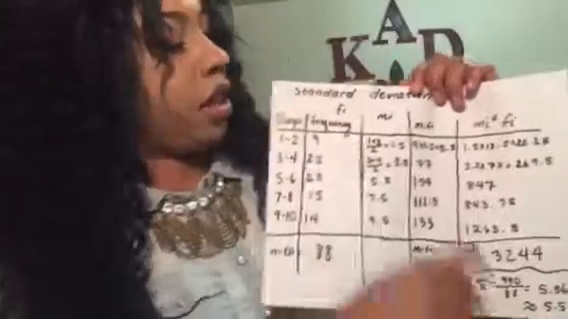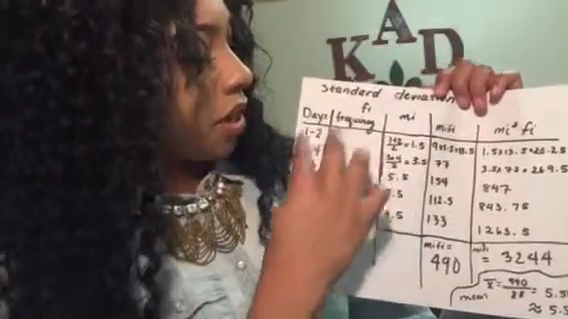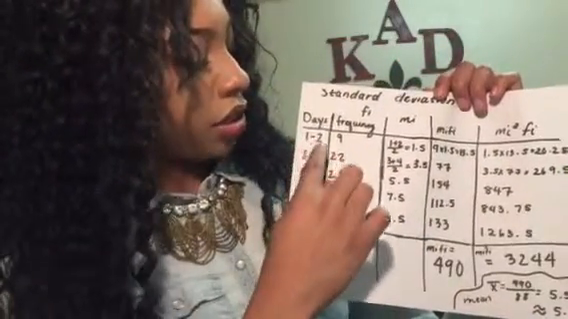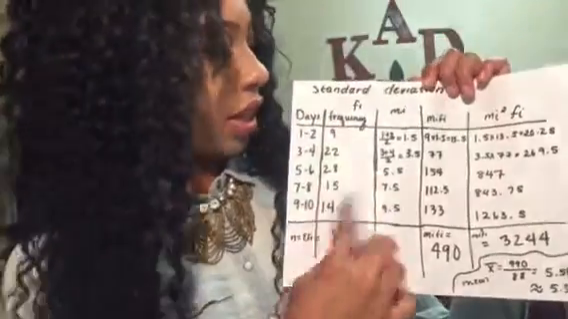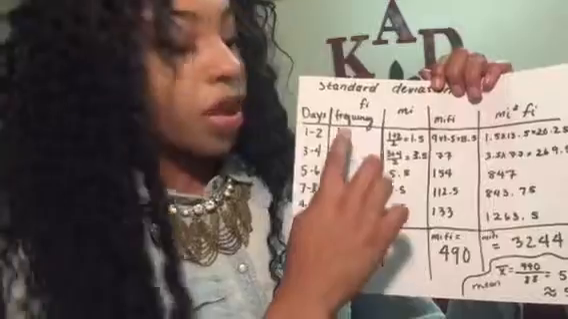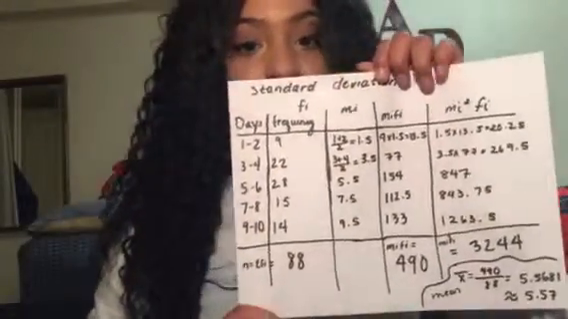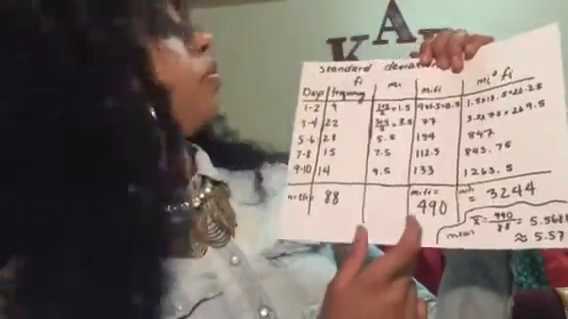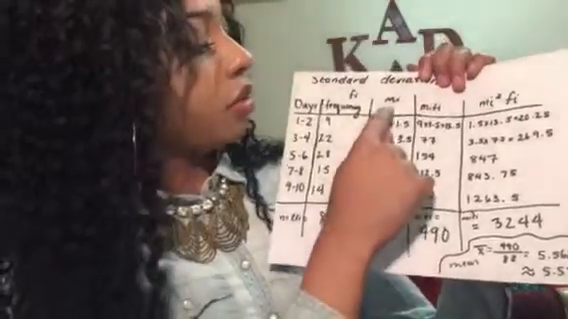Now the last one is standard deviation. This one's pretty long, but it's still the same concept. So again, you get the days and the frequency as listed, the 1-2, 3-4, and everything. And they give you 9, 22, 28, 15, and 14. Add them together like you did for the previous one. You get 88.